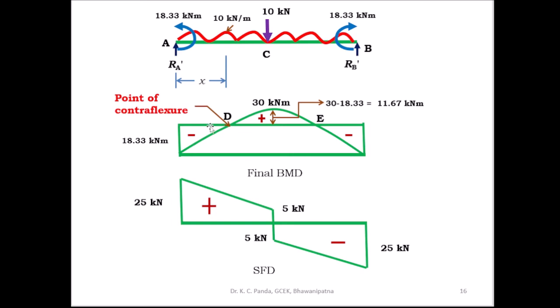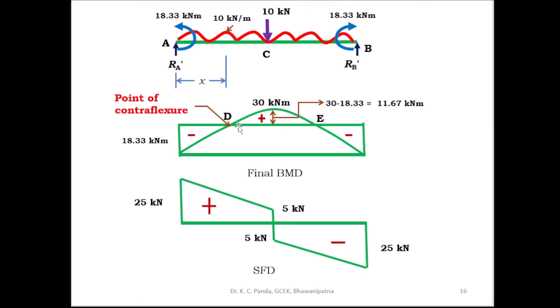So here you have to find out the point of contraflexion. This is one point of contraflexion. D point is the point of contraflexion and E point is also the point of contraflexion. So you have to find out these 2 points of contraflexion. Due to symmetrical loading, here the point of contraflexion is the same from the end A and end B. What is the distance of D from the support A? It is equal to the distance of E from the support B.